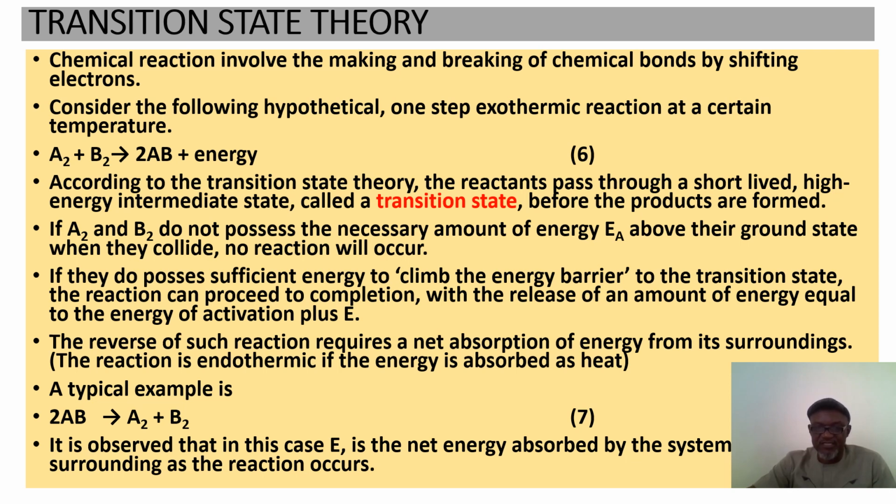If they do possess it, the reaction will proceed to completion with the release of an amount of energy equal to the activation energy plus E. The reverse of such a reaction requires a net absorption of energy. This time it now becomes endothermic. The reaction is endothermic, and if energy is absorbed as heat, it will now be 2AB giving A2 plus B2.